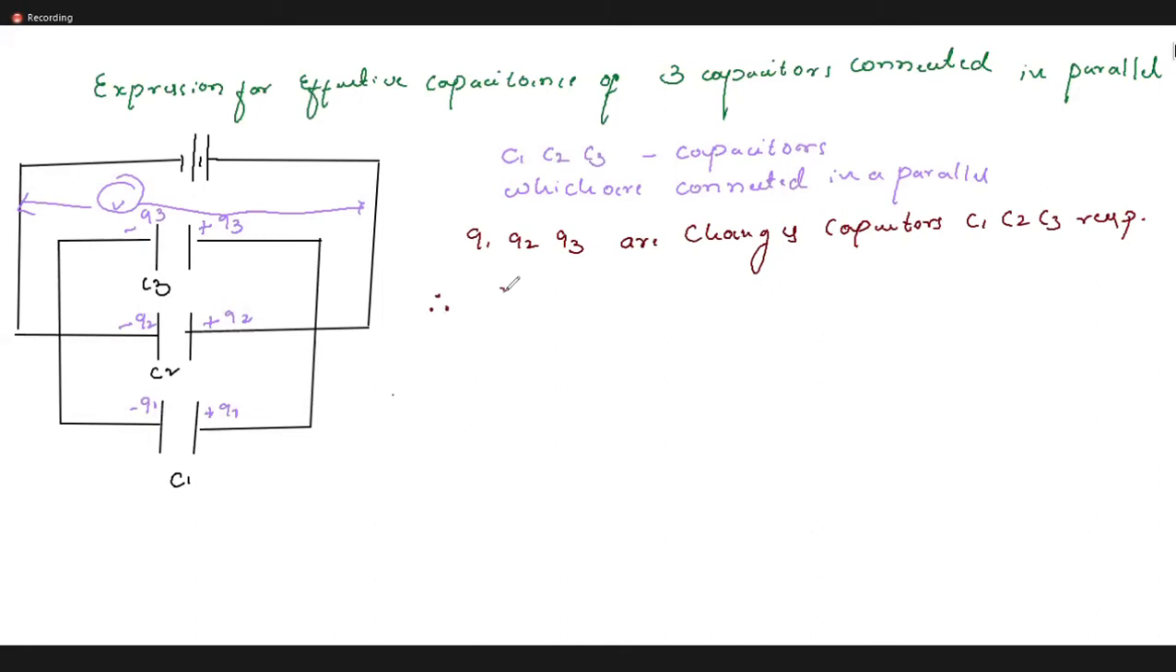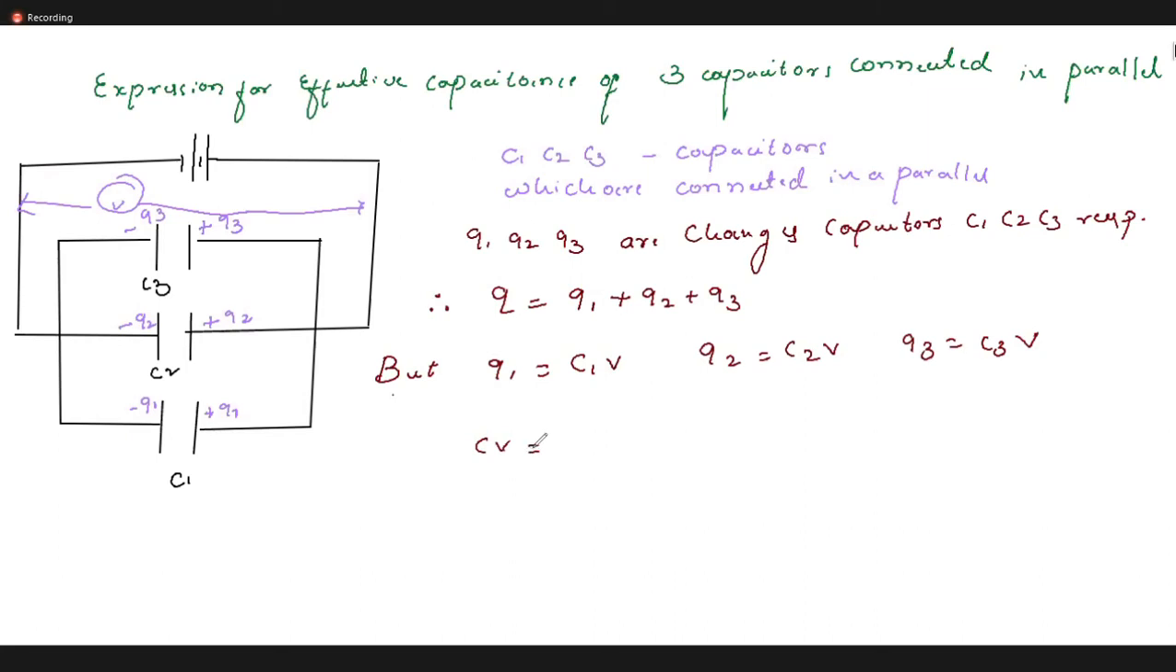Let me write the total charge. The total charge Q is equal to Q1 plus Q2 plus Q3. Now Q1 is equal to C1V, Q2 is C2V, and Q3 is C3V. Okay, so I will substitute here, where Q is equal to C into V, so I can say it as the equivalent capacity of the combination.